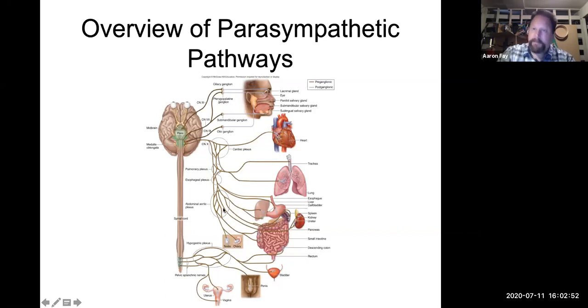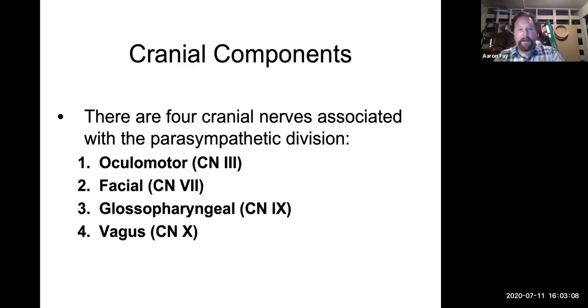But notice that by and large, parasympathetic is broken down into 2 main regions here, right? Brainstem and the inferior portion of the spinal cord, nothing in between. That's the domain of the sympathetic division of the ANS. Okay, so let's talk about the superior portion first. Cranial components, right? There are 4 cranial nerves associated with the parasympathetic division of the ANS. Oculomotor, facial, glossopharyngeal, and the big one, the vagus nerve.